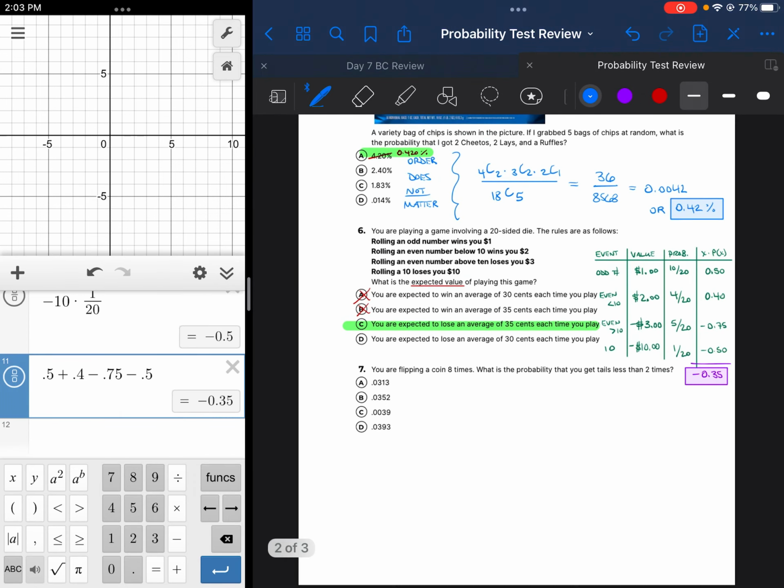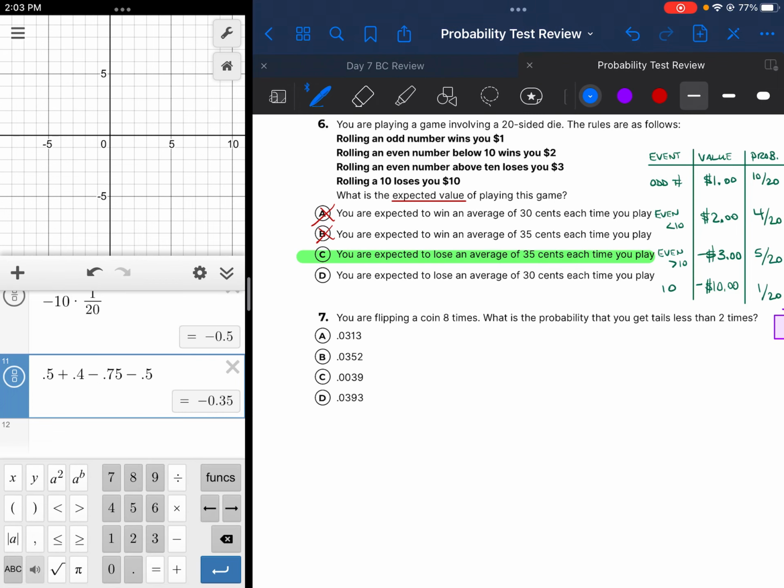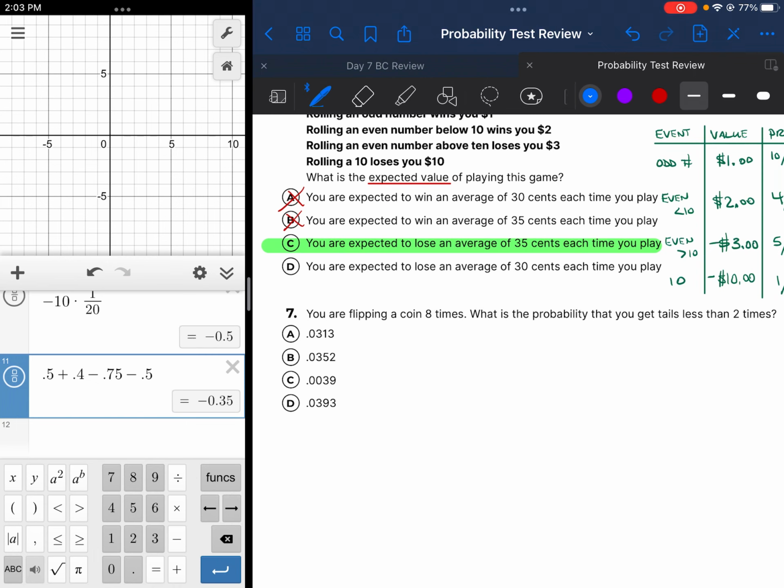All right, problem 7. You are flipping a coin 8 times. What is the probability that you get tails less than 2 times here? So flipping a coin, there's only two outcomes, right? You flip a coin, if you get tails, we'll consider that a success. You flip the coin, you get heads, we'll consider that a failure. We can calculate this using binomial probability.